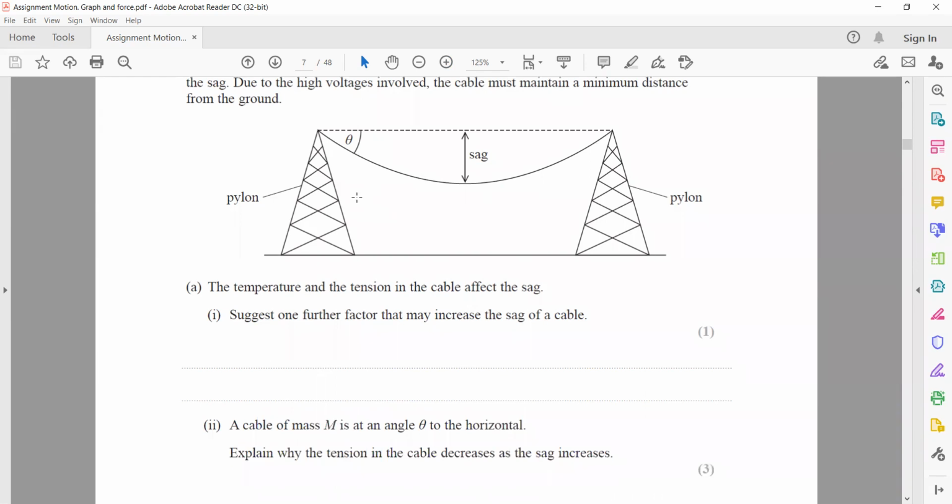Suggest one other factor that may have increased the sag of the cable. So the distance between the pylons, like if the pylons are farther from each other, then the sag will be more. Or we can also say the weight of the cable. So these are the two factors which will affect the sag of this cable.